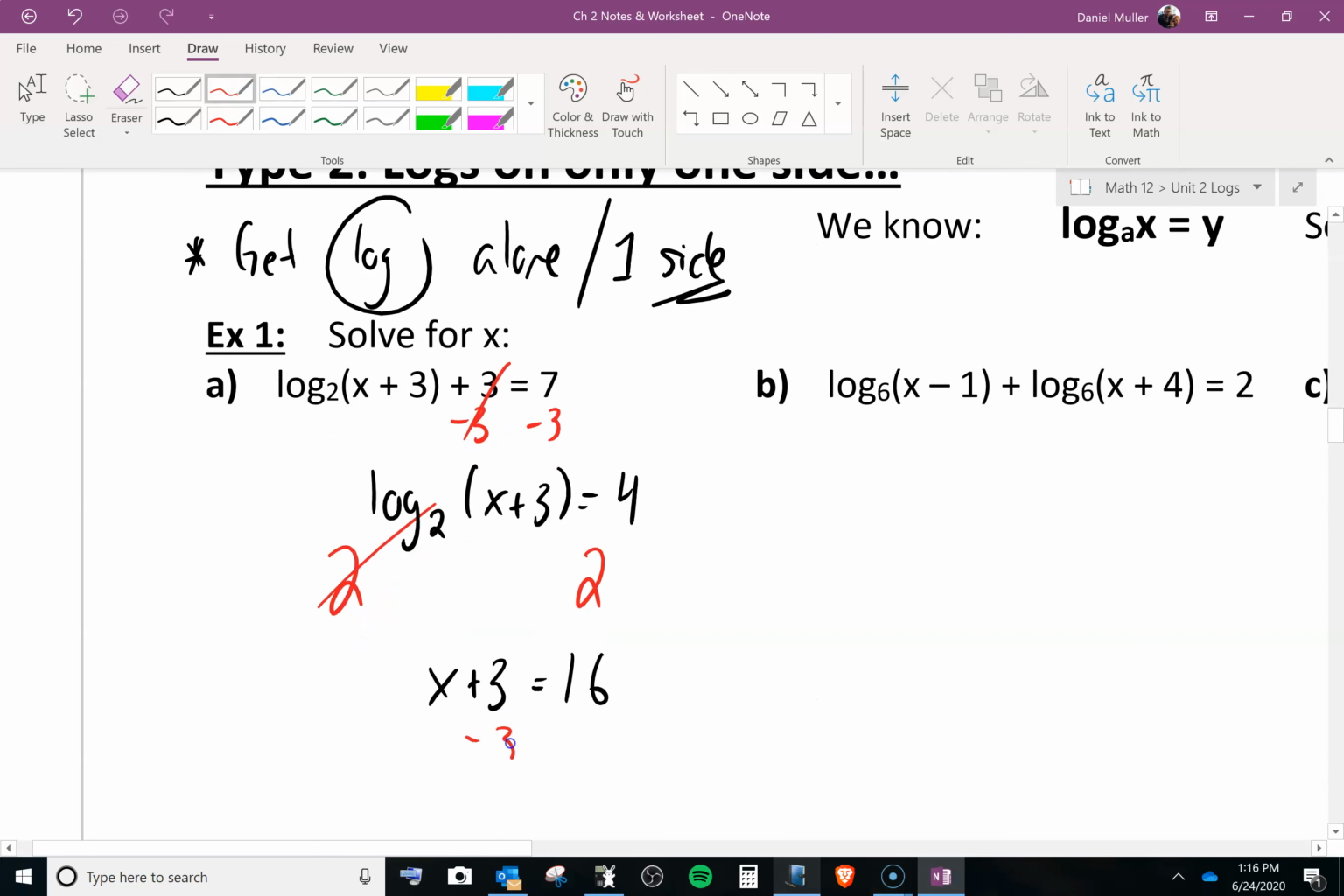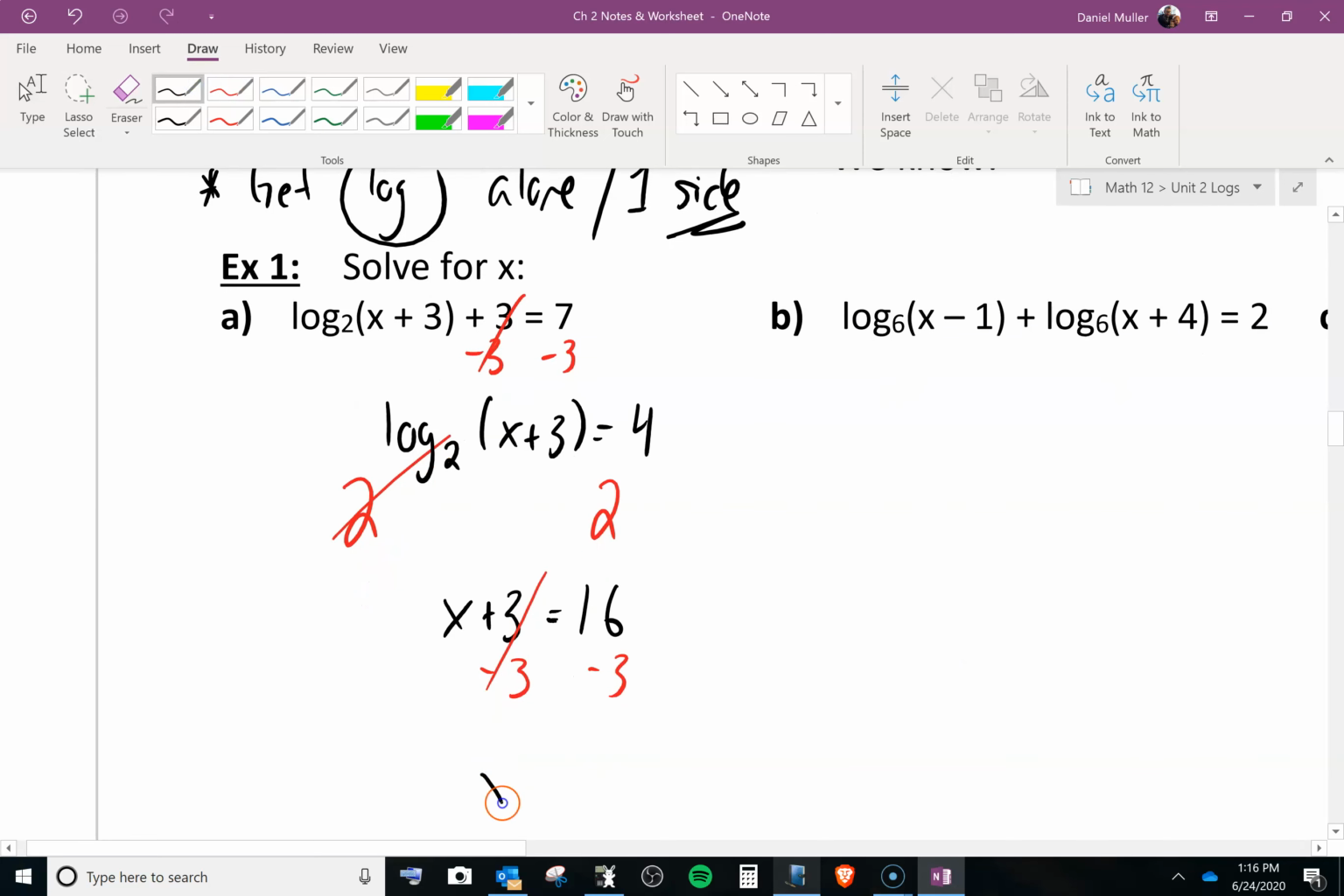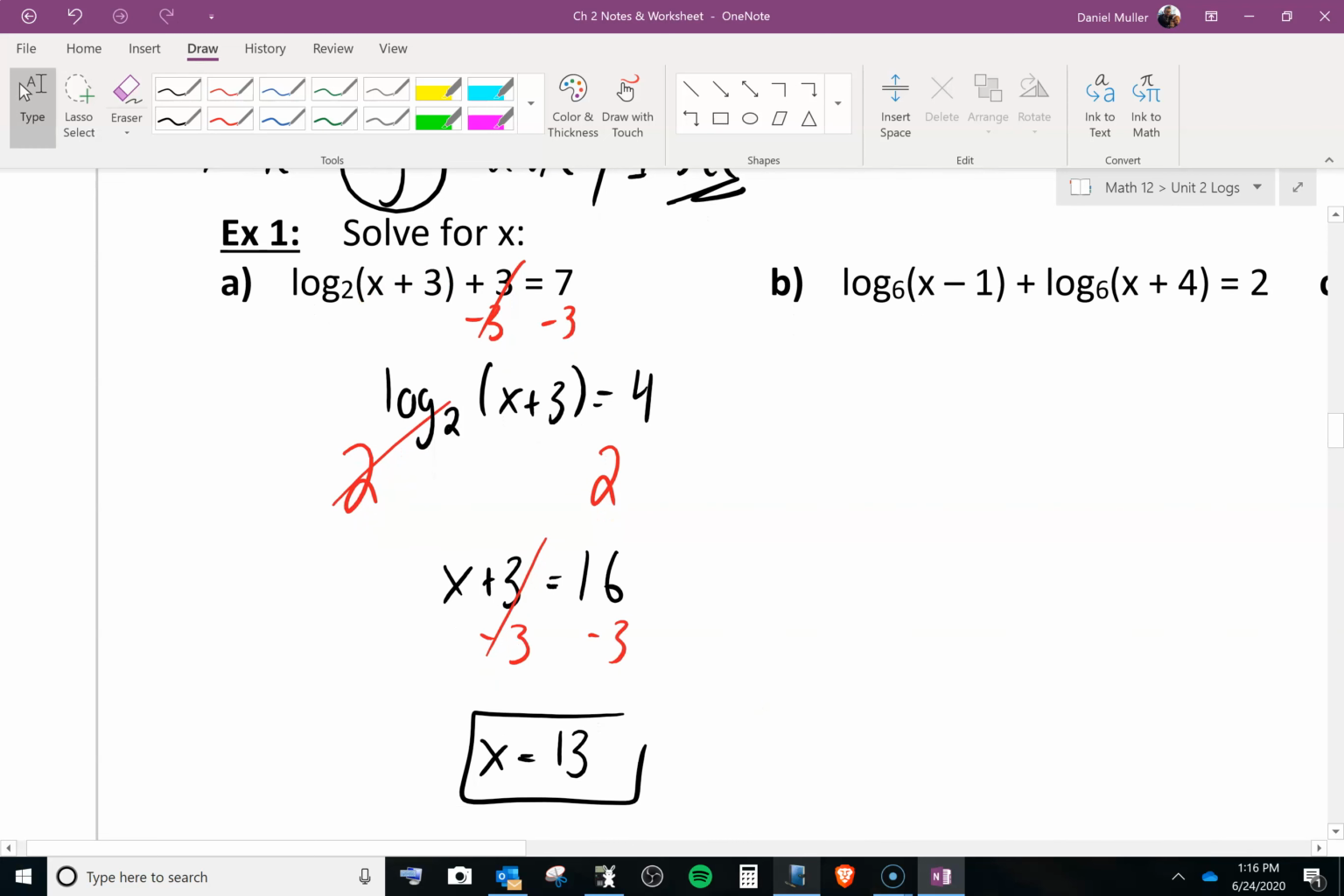And then you can just minus the 3, minus the 3. So you get x is equal to 13. And then you could check that, put 13 back into here. 13 plus 3 is 16. So that won't be rejected, doesn't fail there. So that's what that question is like.